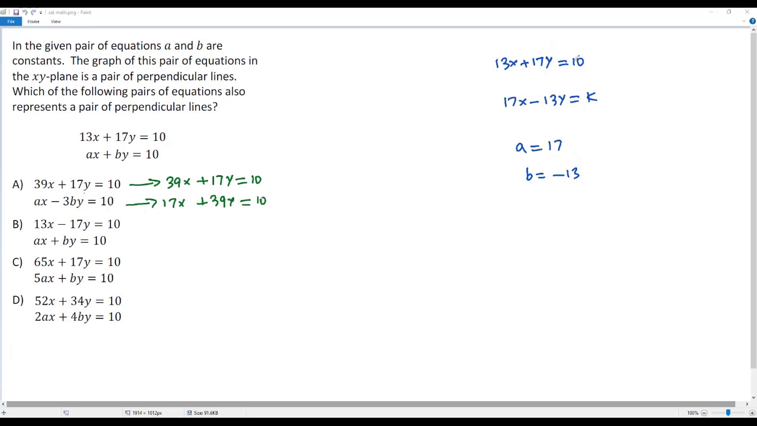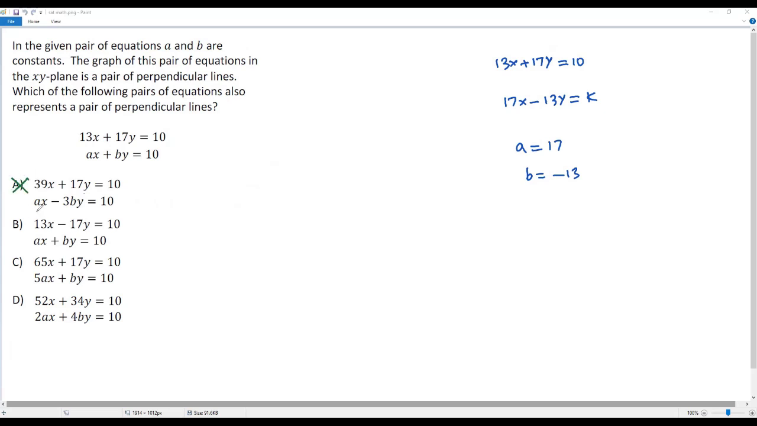Now let's do the same thing we have done for these two equations. Let's consider the number in front of y, that is 17. 17 is taken as the coefficient of x, and the number in front of x is taken as the coefficient of y. And here we have a positive sign. So in the second equation, we must have a negative sign over here. Then only these two lines will be perpendicular. But here we have a positive sign. So the pair of equations in answer choice A cannot be perpendicular. So we can reject answer choice A.